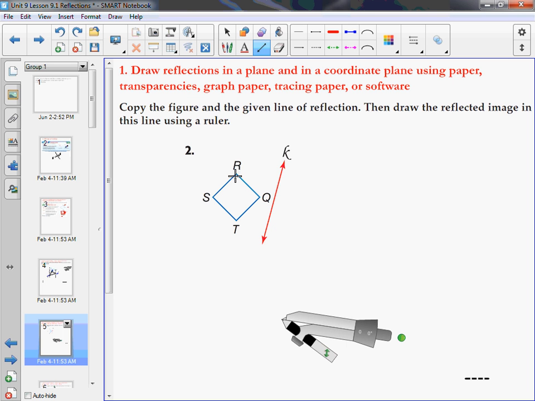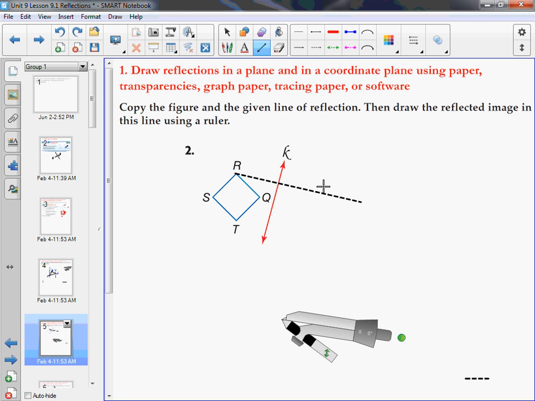Let's start at R, and let's make a dotted line, and let's make it as close to perpendicular to that line of reflection as you can. Now, here's a hint to help you keep it straight. It's got to be perpendicular to the line of reflection. Since all the dotted lines we're going to make are perpendicular to the line of reflection, shouldn't they all be parallel to each other? So that's one way to tell if you're getting it right.